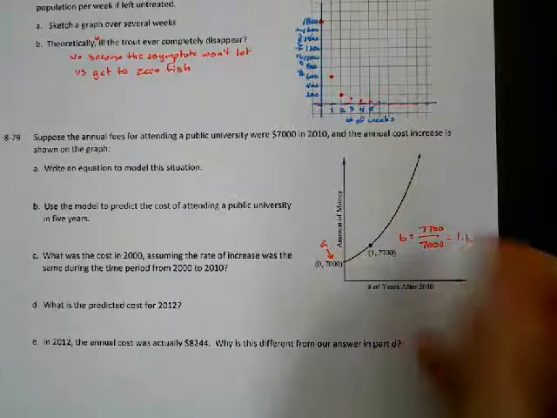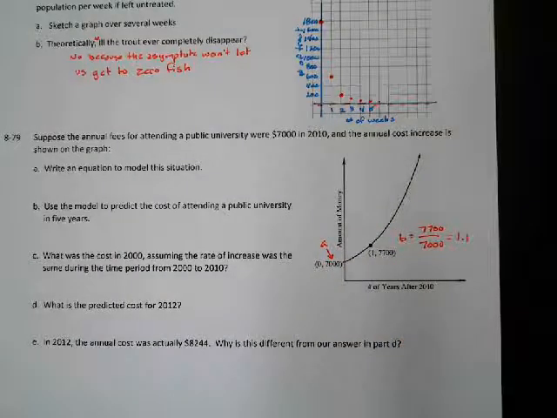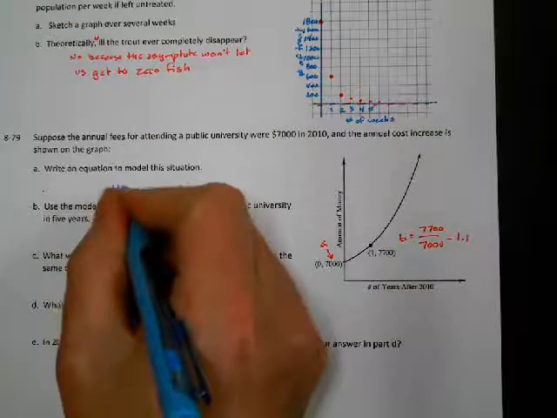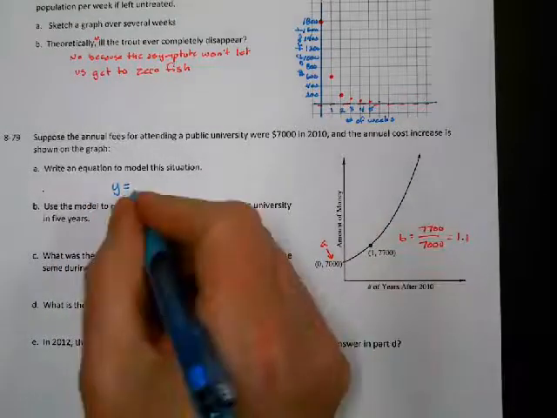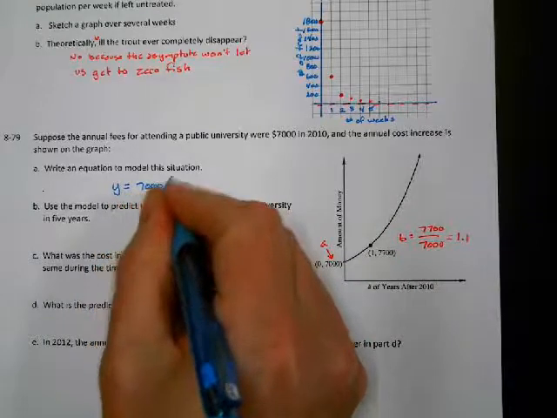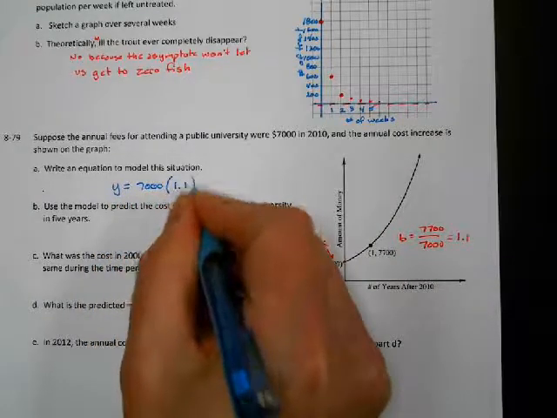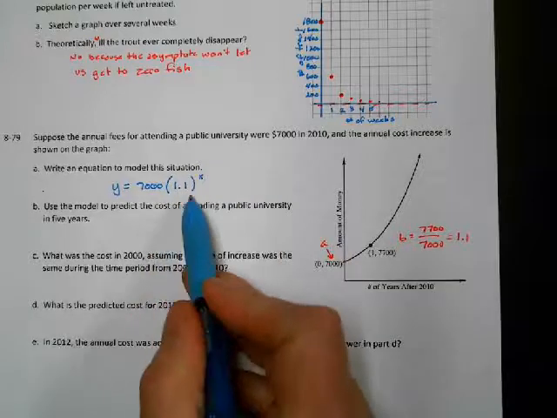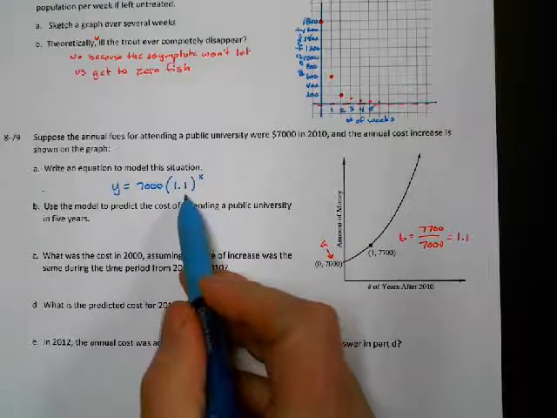So our equation to model this situation would be y equals 7,000 times 1.1 to the x power. So what is this saying? It's saying that public education annual fees are growing by 10% per year. And that's what this is saying.